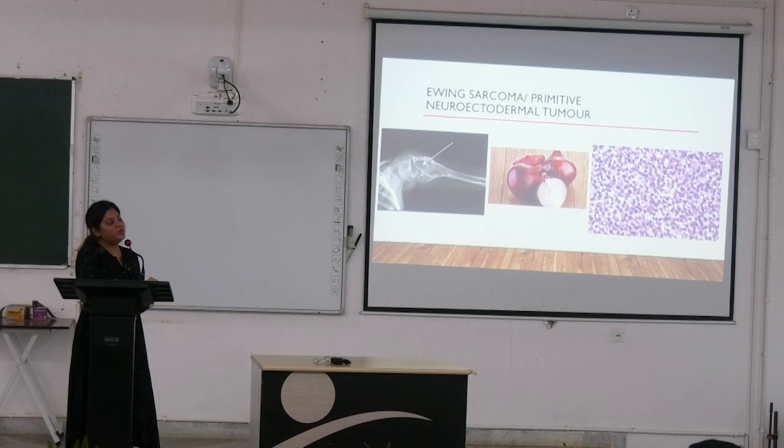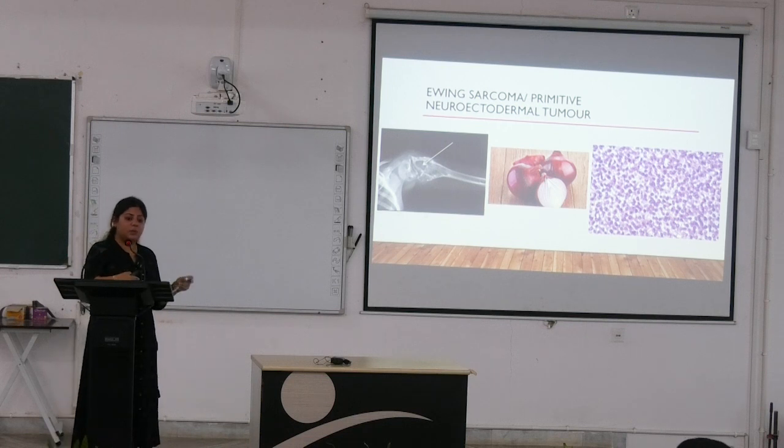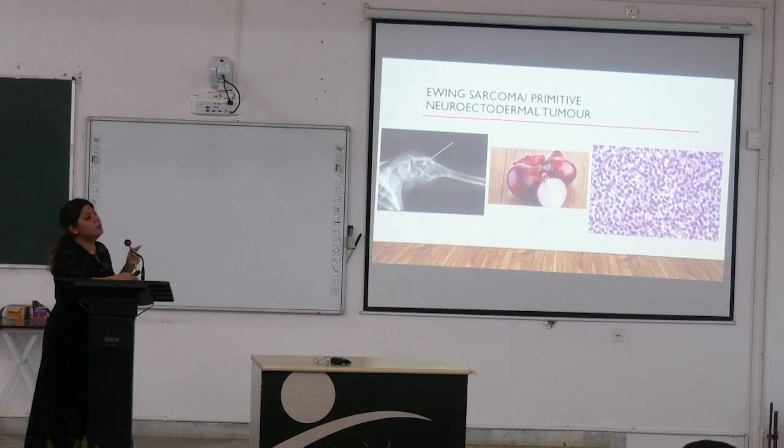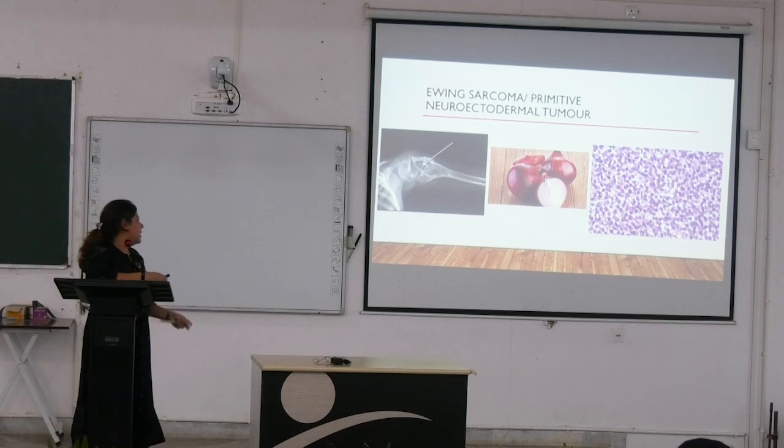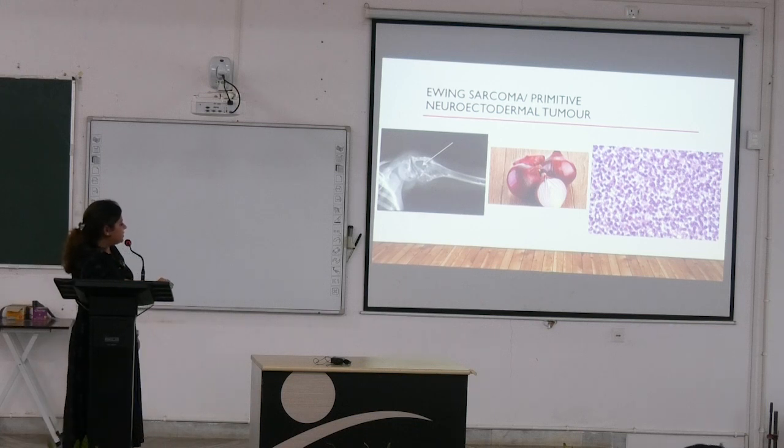Ewing's is a tumor of unknown origin. We don't know where it arises, like I told you, Wilms tumor arises from nephrogenic rest. Rhabdomyosarcoma arises from skeletal muscles. Now there are some tumors which are unknown. One of them is PNET or Ewing's. We don't know where it arises from, can arise anywhere, most commonly bones, diaphysis of long bones, especially femur, humerus, these areas. There is a characteristic periosteal reaction which is called onion skin appearance.